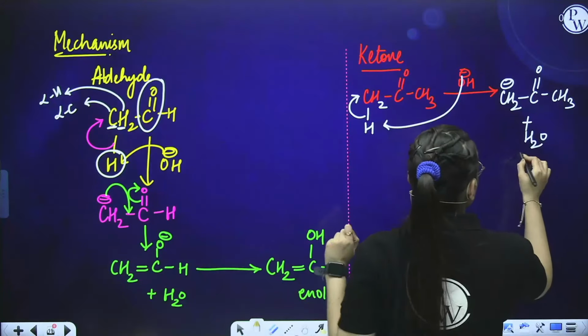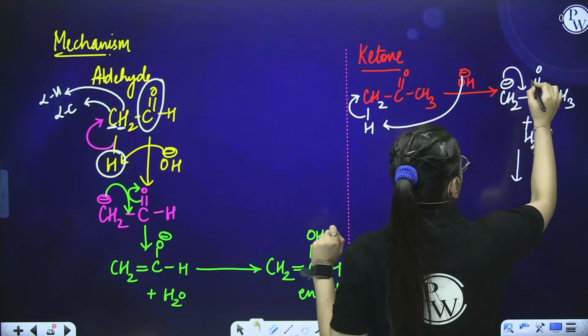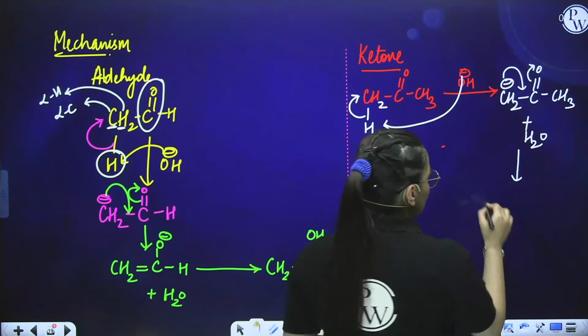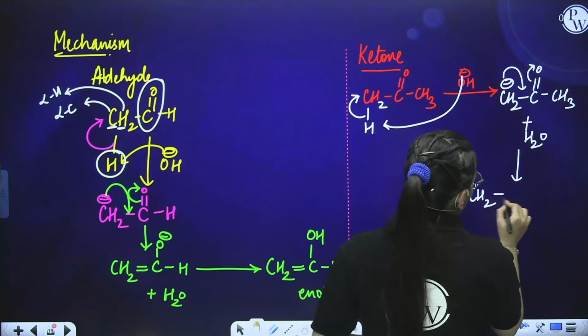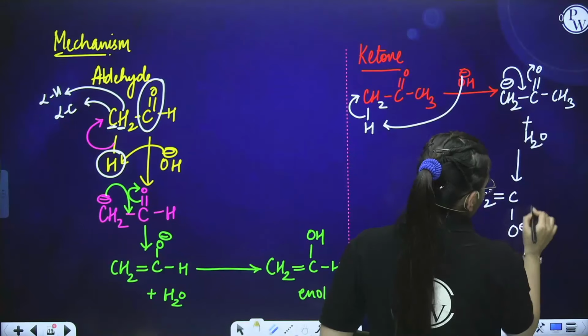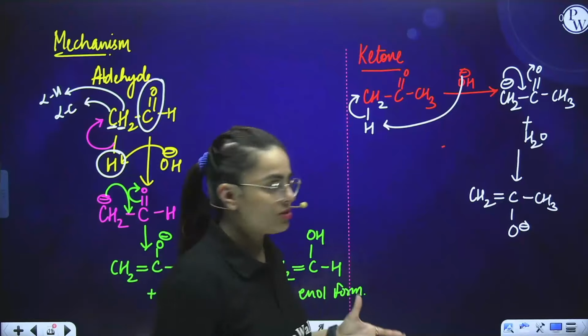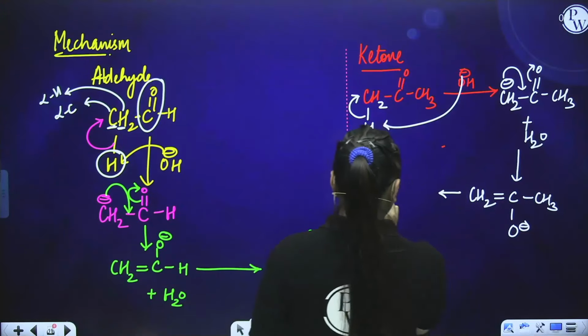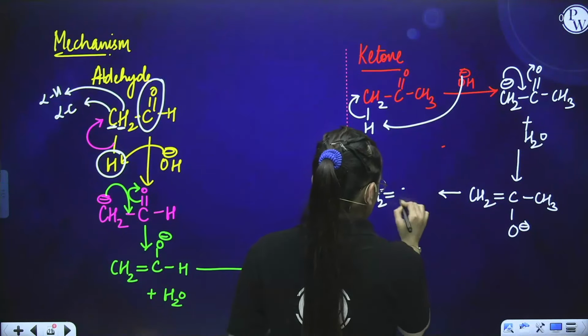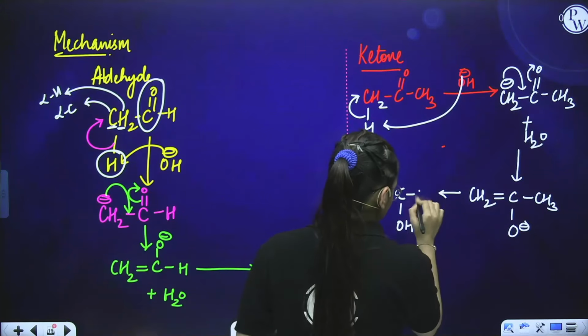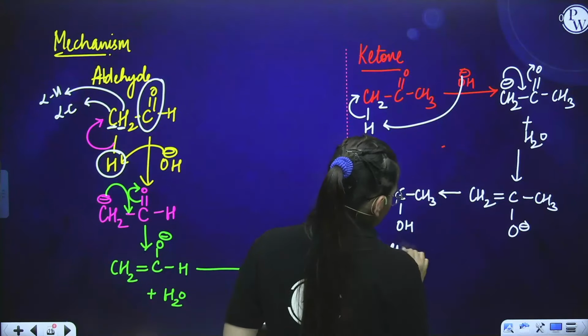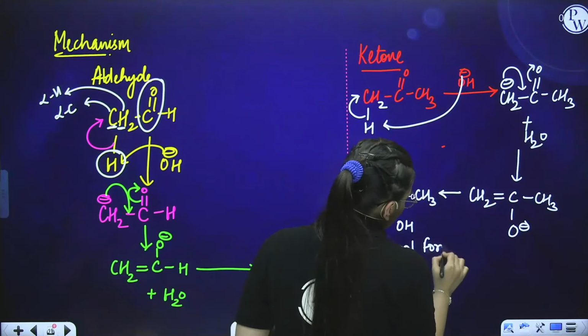Now what happens? Resonance occurs. This is broken over here, the double bond breaks over oxygen, giving CH2 double bond carbon, O negative, CH3. Now as you know, water contains H positive ions, so what will form here? CH2 double bond C OH CH3. This is the enol form for the case of ketone, students.